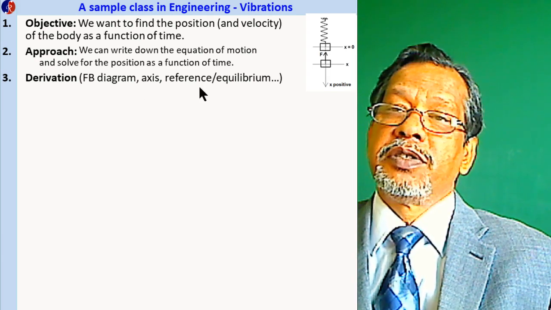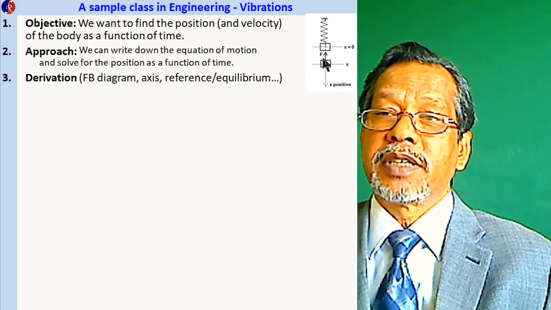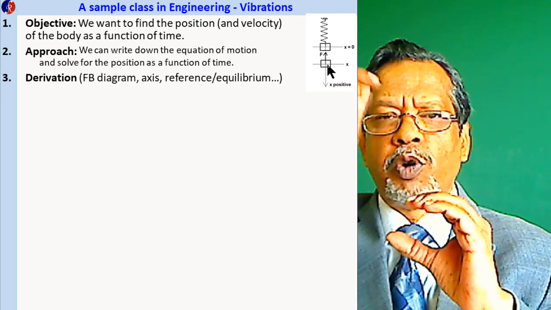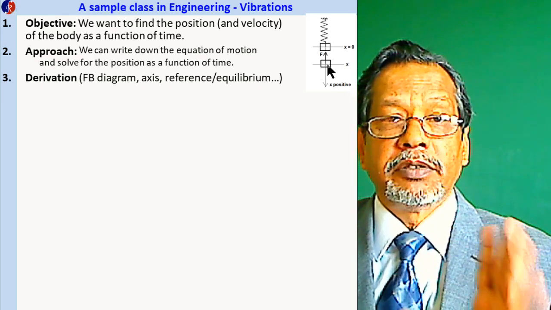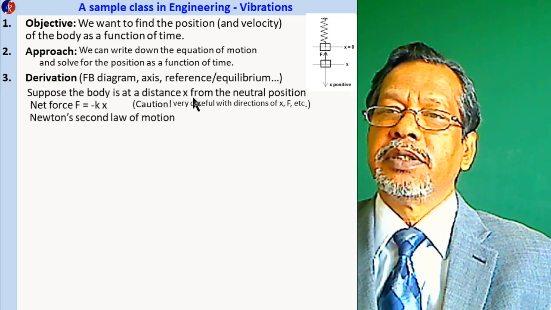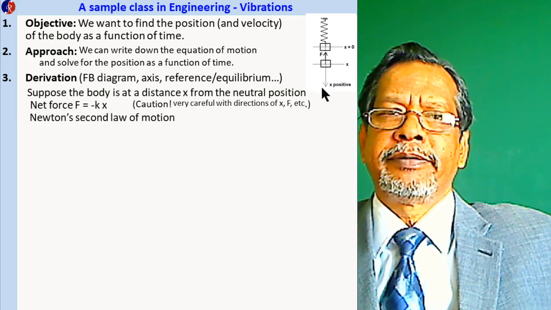So introduce these terms: free body diagram, reference, equilibrium, and say, now we're going to analyze just this body. This body is free, it's got a force on it. I'm going to write down the equation of motion on that one. Okay, suppose the body is at a distance x from the neutral position. How much is the spring force? How much is this F?